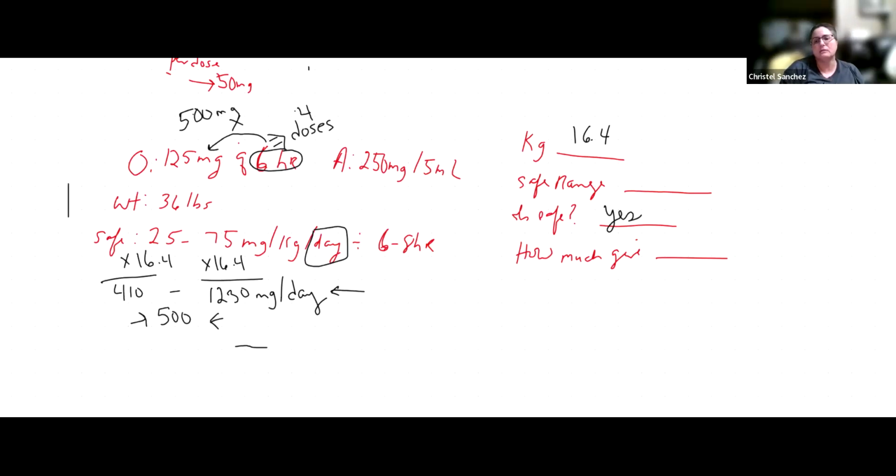So now we're going to do our dose over on hand times vehicle. So our dose is 125, our on hand is 250, and our vehicle is 5. So 125 divided by 250. Oops, wait, I did something wrong. Hold on a second. Try this again. 125 divided by 250 is a half. And then when we multiply that times 5, we get 2.5 milliliters.